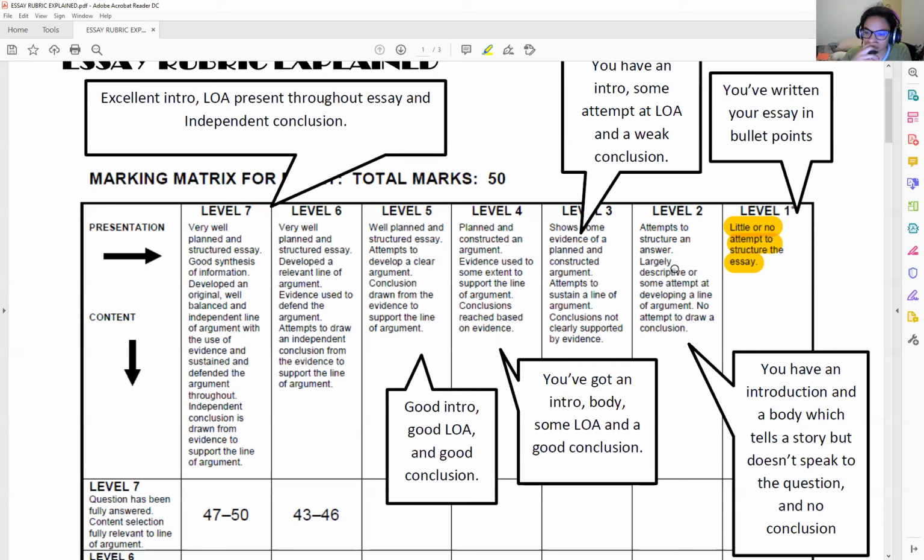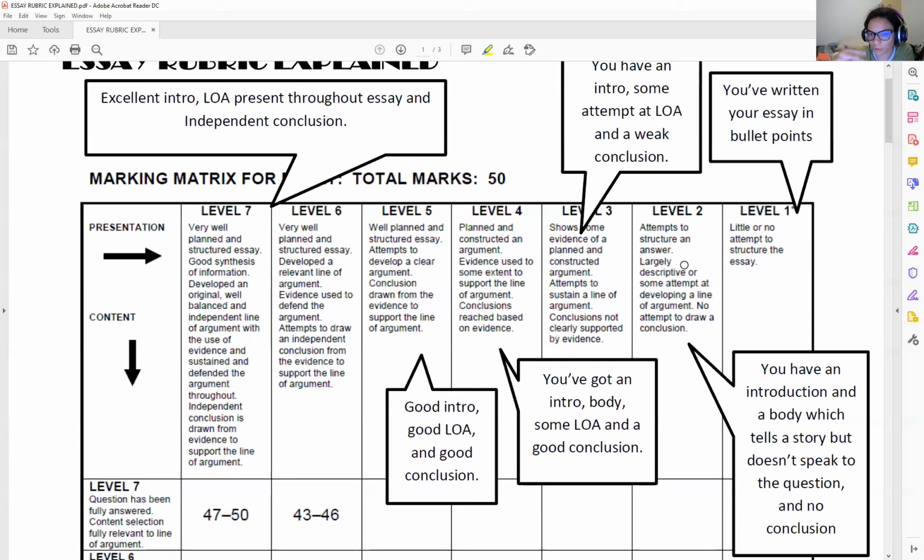Okay, and there's some attempt at developing a line of argument. So maybe here or there, you've got a few things that speak to the question. No attempt to draw a conclusion. And this is so sad, because sometimes a learner actually writes an okay essay, because usually if you're in level 2, your essay is not amazing, but they write an okay essay. But if they had just put that conclusion in, they would move from a level 2 to a level 3, conclusions not clearly supported by evidence. And that's a whole difference of like 5 marks just from your structure and from your presentation.